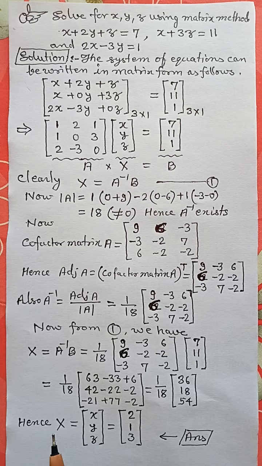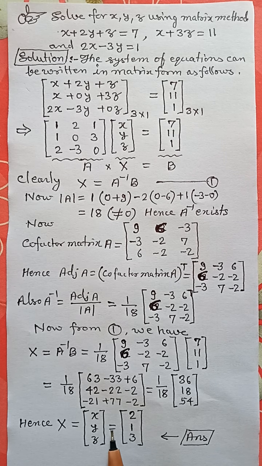And hence the variable matrix, that is the matrix X, Y, Z, is nothing but 36 by 18, 18 by 18, and 54 by 18. Hence X is equal to 2, Y is equal to 1, and Z is equal to 3 is the solution of the system of linear equations.